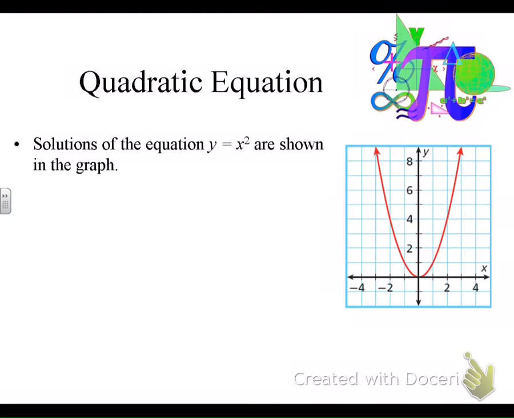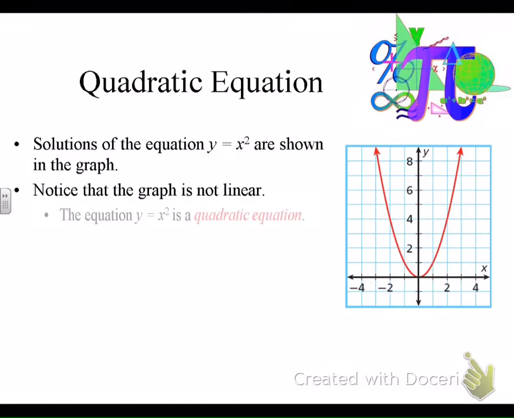So in a quadratic function, the solutions are every single point that's shown on the graph. If you were to look at this red line, every point on that line is a solution to the equation y equals x squared. And as you can see, the graph is not at all linear. Linear means that it's a straight line. This is not a straight line, it's a curved line. So that tells us that this is a quadratic function. Anytime the x variable is raised to the power of 2, we know that it's going to result in a quadratic function. And this is called a quadratic equation, y equals x squared.